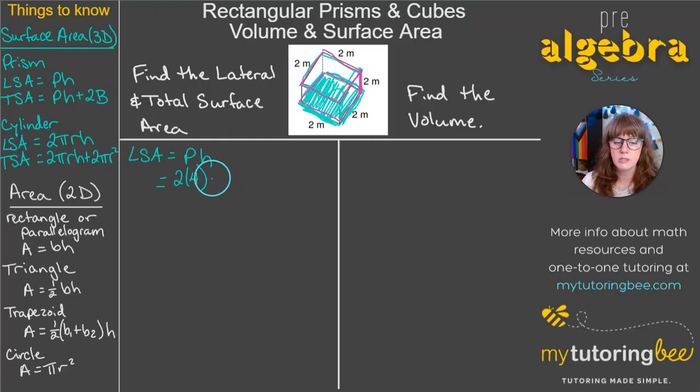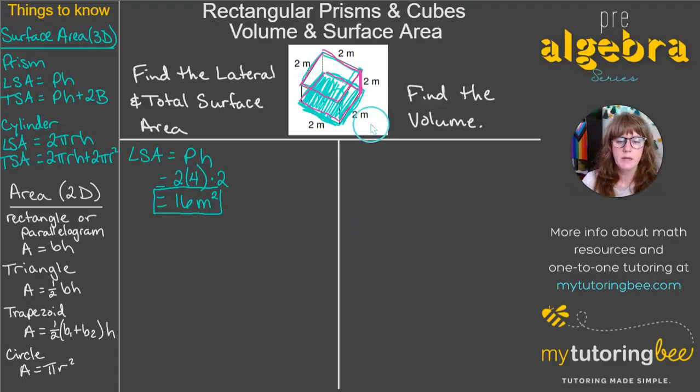So our height is 2. So let's go ahead and multiply that. So 2 times 4 is 8, and then 8 times 2 is 16. And then because this is a 3D shape, but we are measuring all of those two-dimensional surfaces, we would use the label of meters squared, because this is 16 meters squared. We could fit 16 1 by 1 meter squares all along the outside faces of this three-dimensional shape.